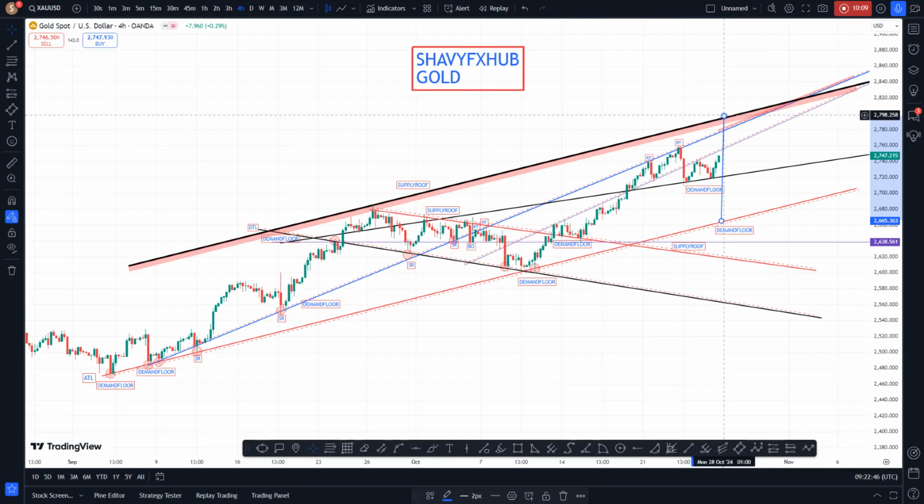2,798, almost 2,800. So it will take 2,800 to get to the roof to complete this channel. This is a bullish channel. So I call this a bullish ascending channel.